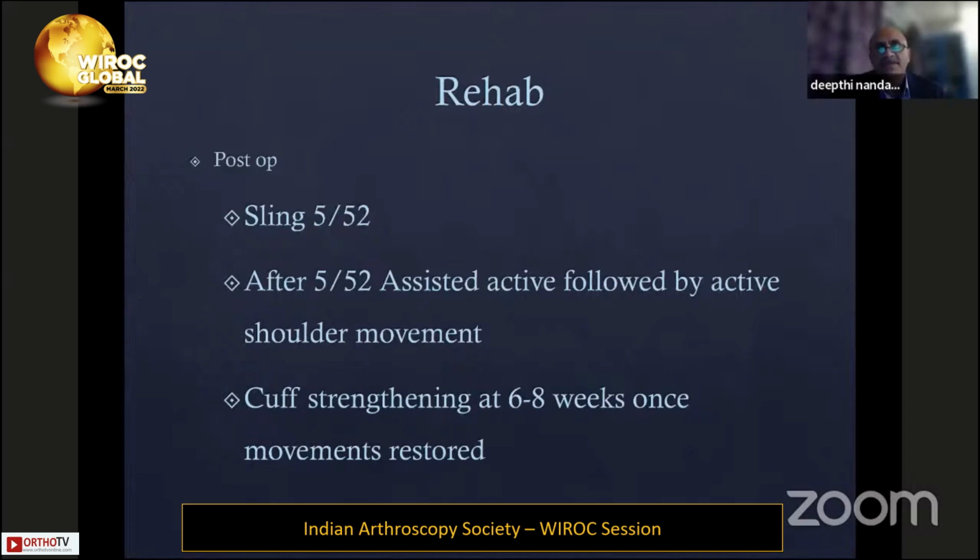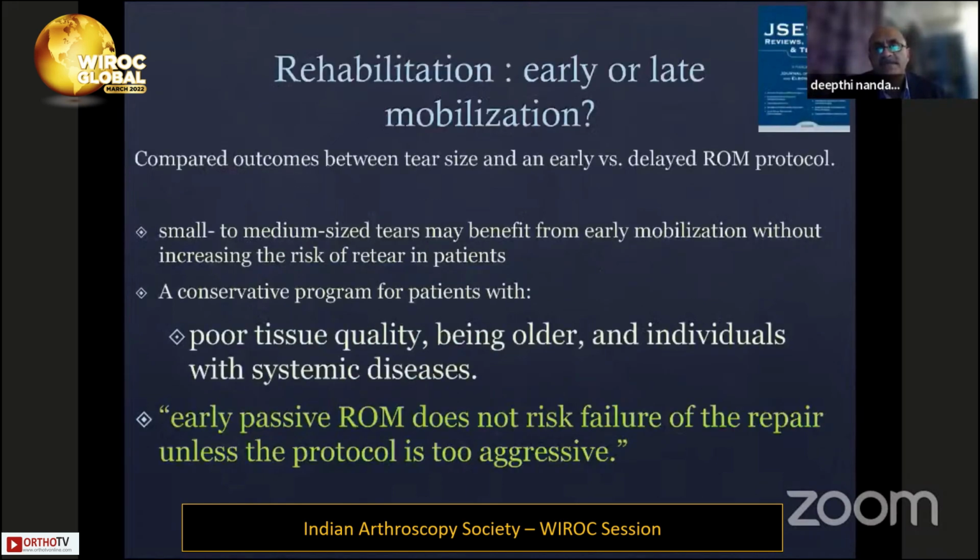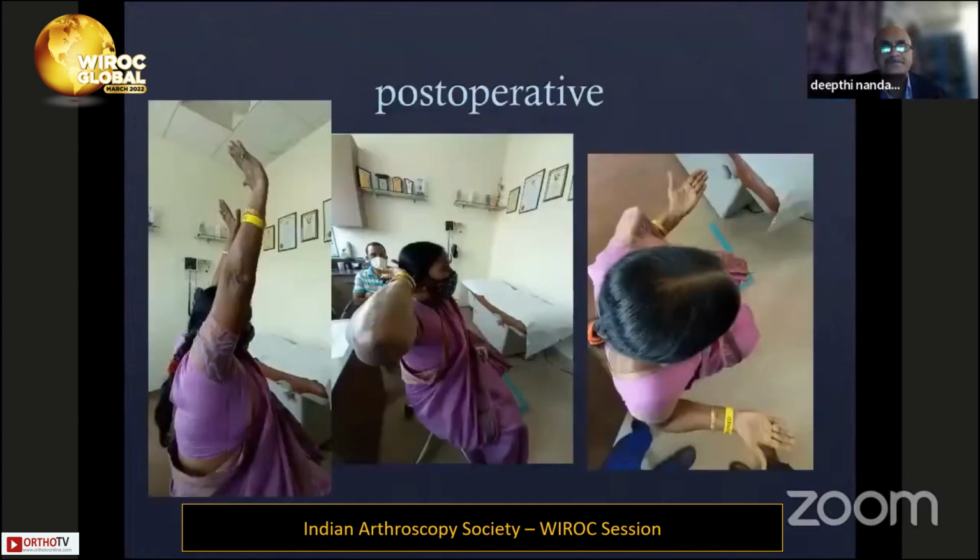But now with the new evidence coming out that early mobilization is better, I started going in for early mobilization. Early passive range of motion does not risk failure of the repair unless the protocol is too aggressive. So consider early mobilization, especially in younger patients with good quality tissues who have traumatic cuff tears. But poor quality older patients go slower, like I said, for 5 weeks in an arm pouch and then start mobilizing. That's the outcome you can get even in elderly folk.